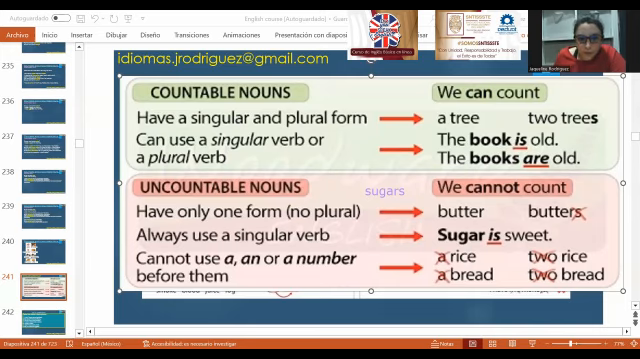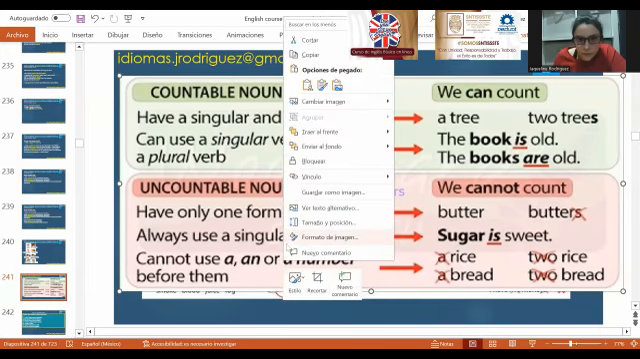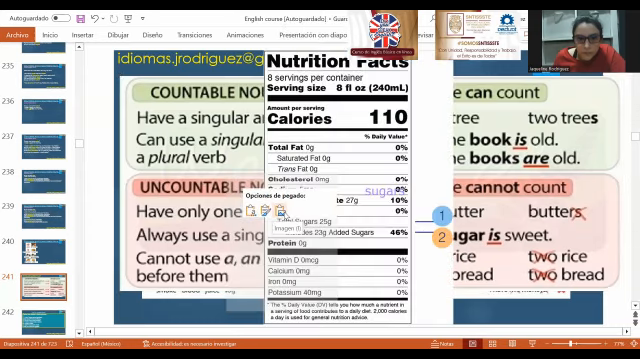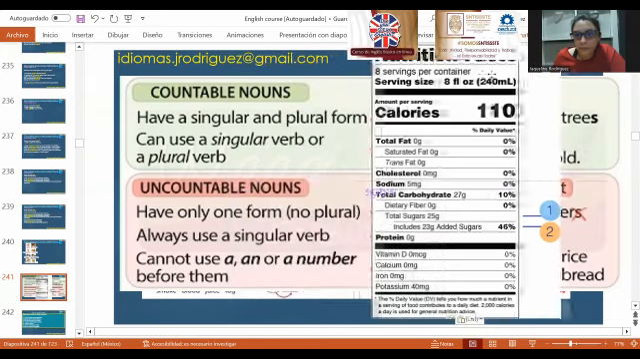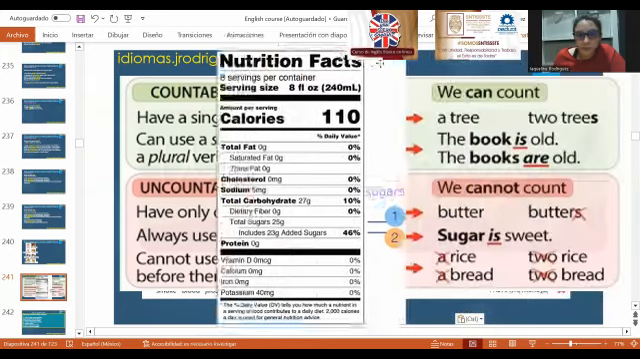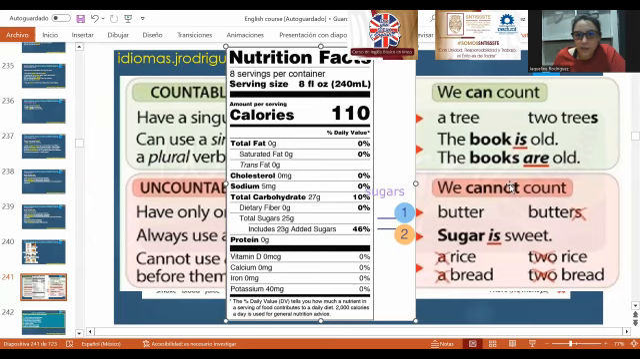Okay, where is it possible to use sugars? Here. Can you see it? This is a label, a product label. Esta es una etiqueta, ¿no? Como de un producto. Porque aquí sí tengo sugars. Si se supone que no lo puedo poner en plural.